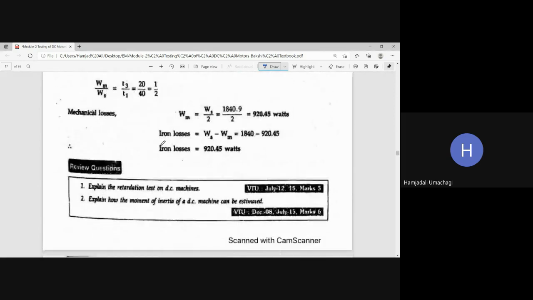So equation 1 by equation 2 means Wm by Ws. If I take the ratio of Wm by Ws, then the same terms like 2 pi by 60, I and n, everything will be cancelled, even speed will be getting cancelled, only we are left with the time information. So Wm by Ws is equal to dt3 by dt1. We are simply taking dt3 as t3 and dt1 as t1. So t3 is 20 seconds and t1 is 40 seconds.